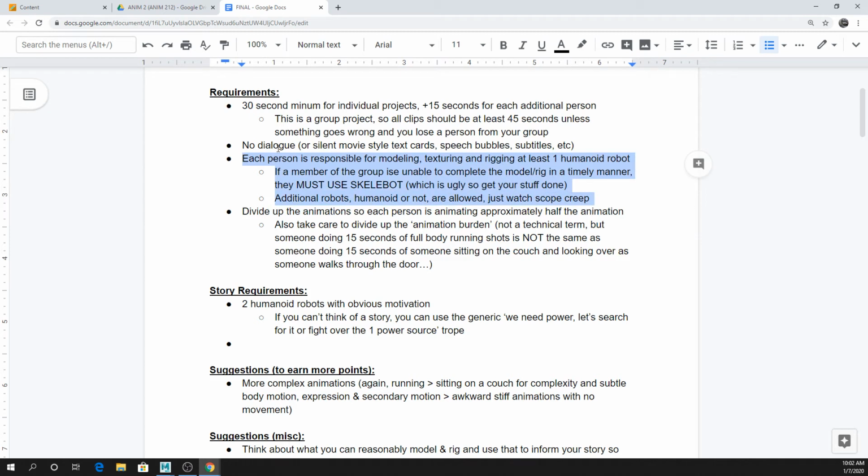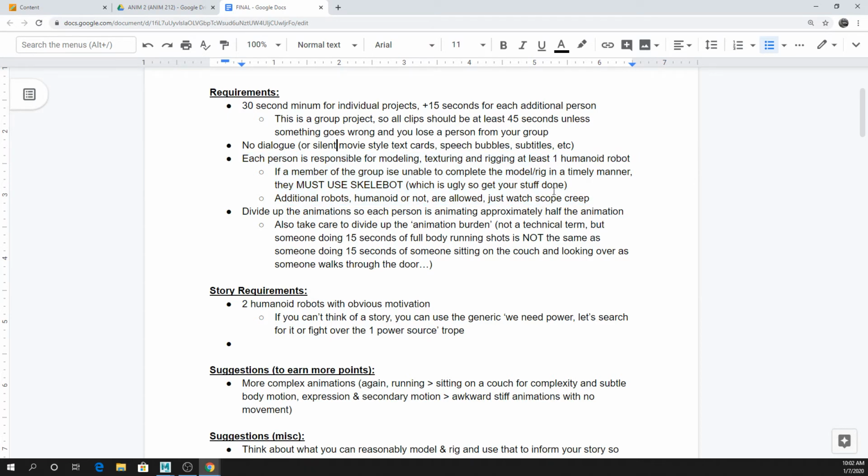It is a group project, but each person is responsible for modeling, texturing, and rigging one humanoid robot. So if you have 2 people in your group, your story should accommodate 2 separate robots in some way, shape, or form. 3 people, you need 3 robots in your project.